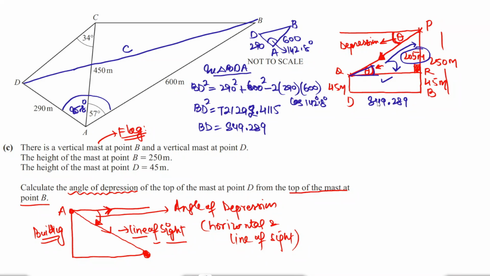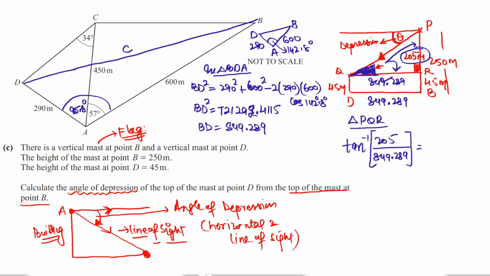Then QR is also 849.289. Now in this triangle PQR, you can see carefully that this is the theta which we are looking for, and this is the opposite side, and this is the adjacent side. Opposite over adjacent is tan, and we are looking for the angle, and therefore we can use tan inverse. So tan inverse of opposite, that is 205, over adjacent, that is 849.289, and let us find out the angle.